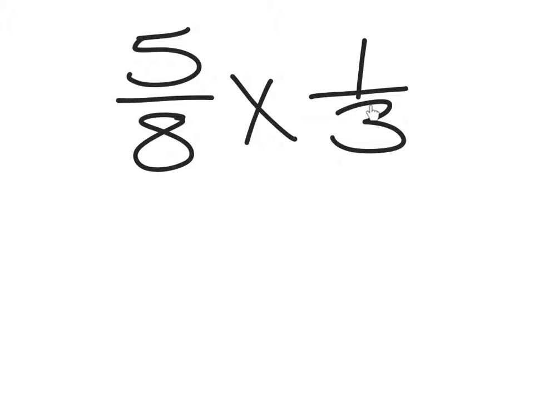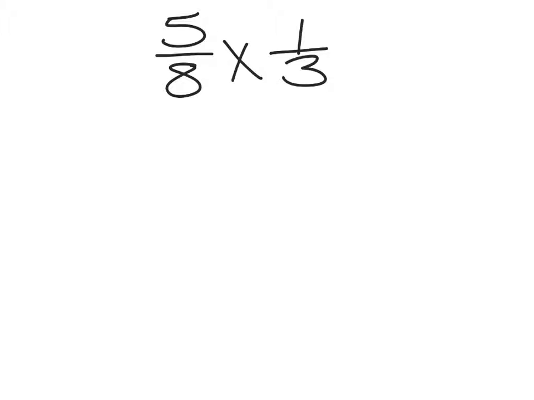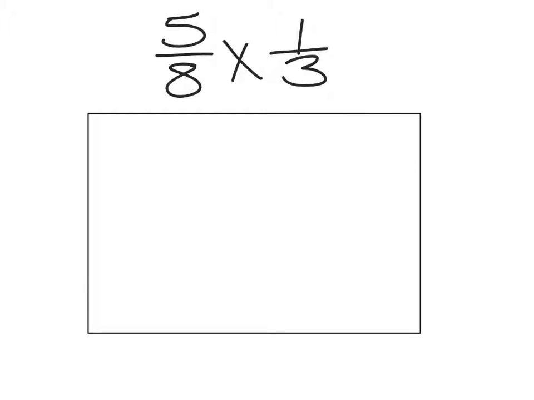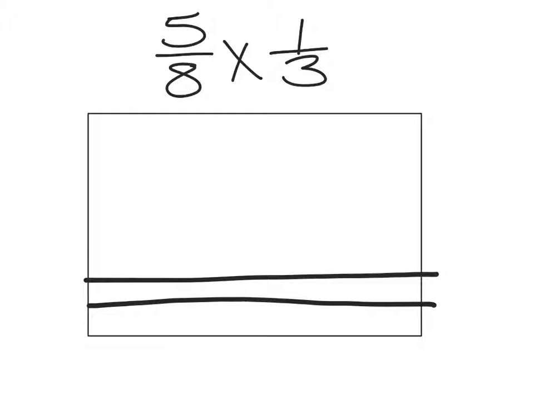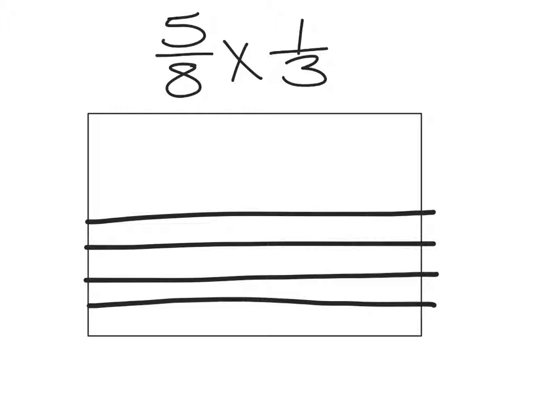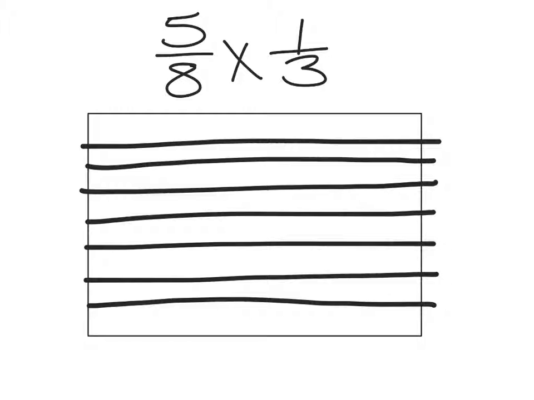5/8 times 1/3. And the very first thing I want to do is go ahead and create a fraction box. I'm going to make a little more room here. And here we go. All right, so now I've got a big old fraction box. I want to make 8 parts, which means I'll draw 7 lines. So here we go. 1, 2, 3, 4, 5, 6, and 7 lines. Should give me 8 parts. Let's double check. 1, 2, 3, 4, 5, 6, 7, and 8.